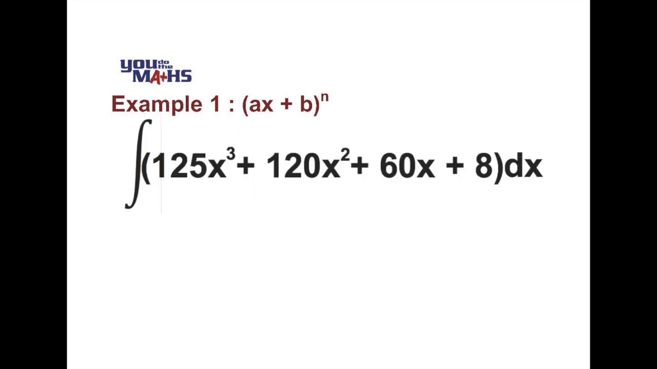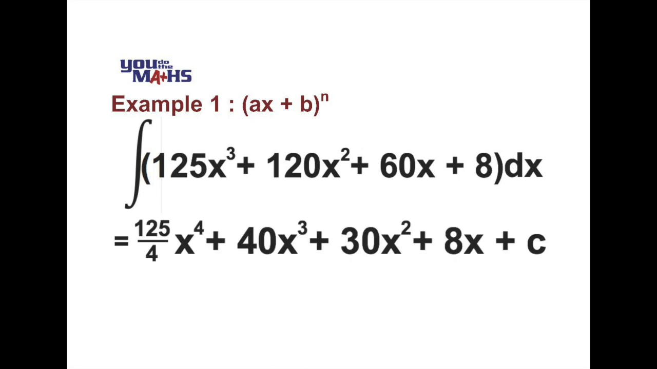So now we antidifferentiate the expression 125x cubed plus 120x squared plus 60x plus 8. We can go through this term by term. So the first term will raise the power of the x from 3 to 4 and divide by that new power, plus 120x cubed divided by the new power 3, 60x squared divided by the new power 2, plus 8x, and then plus a constant.